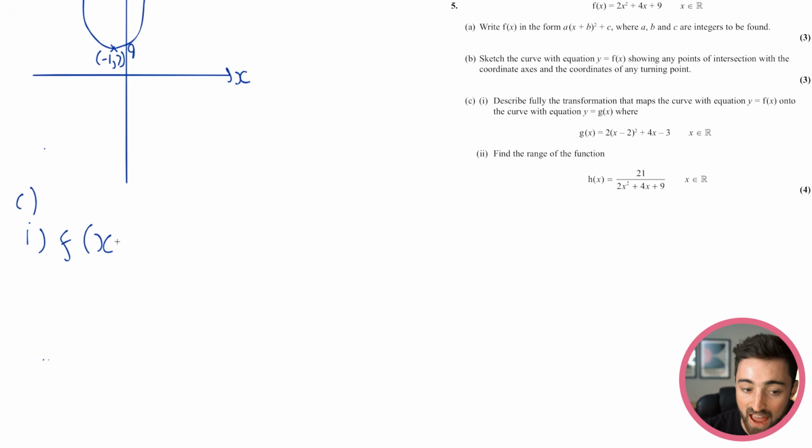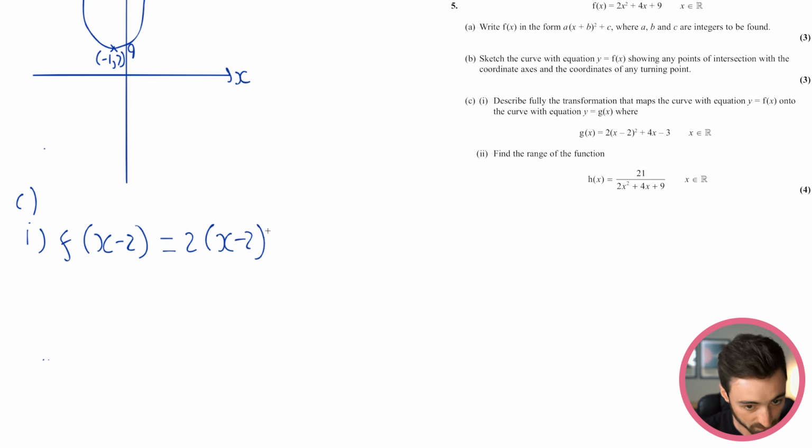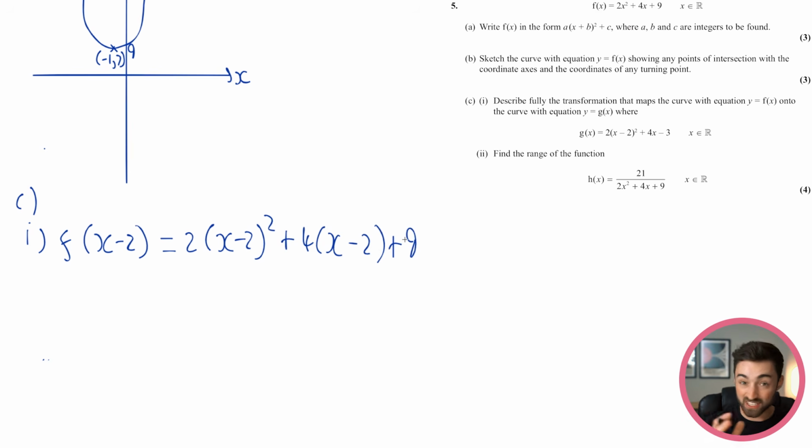If I did f of x minus 2, then instead of having an x there, I'm going to have the x minus 2 there. So I think this is going to go quite well. It might be g of x, it might not exactly be g of x, we'll see. So f of x minus 2 is going to be 2 times (x minus 2) squared. Sweet, so that's looking like g of x. Then it's going to be plus 4 times (x minus 2), and then plus 9. So this is the bit where it's starting to maybe diverge slightly from g of x, but let's multiply this out and see where we are.